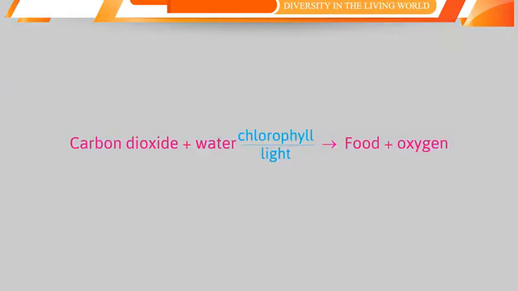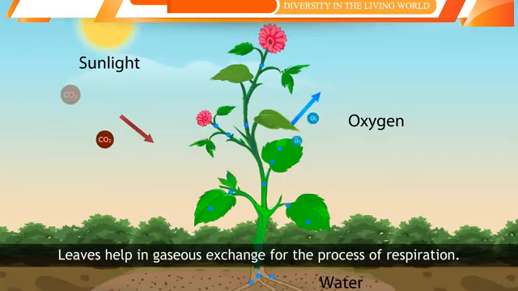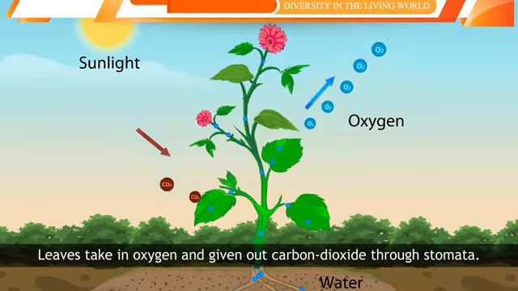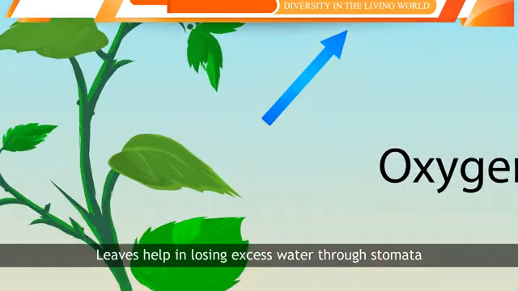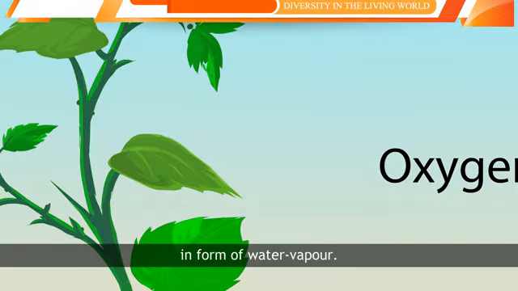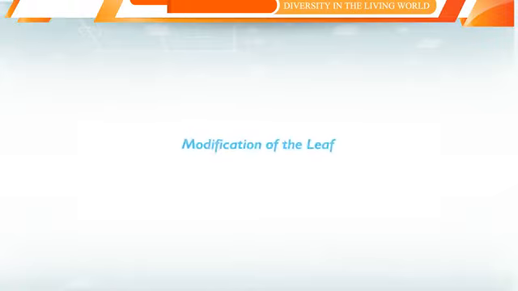Leaves take in oxygen and give out carbon dioxide through stomata. Leaves help in losing excess water through stomata in the form of water vapor. This is called transpiration. Modification of the leaf. In many plants, leaves perform many functions other than the production of food. These leaves are called modified leaves.